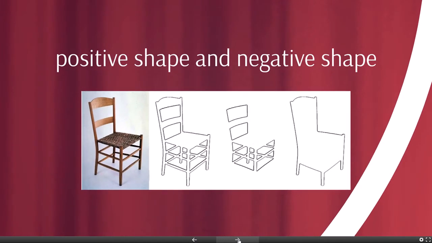Positive shape. When we draw positive shape, we are drawing the figure. When we draw negative shape, we are drawing the ground. So in this, you see the first picture is the positive shape of the chair. In the second picture, we have the negative shape of the empty space inside the chair. And in the third picture, we have the outline of the chair.